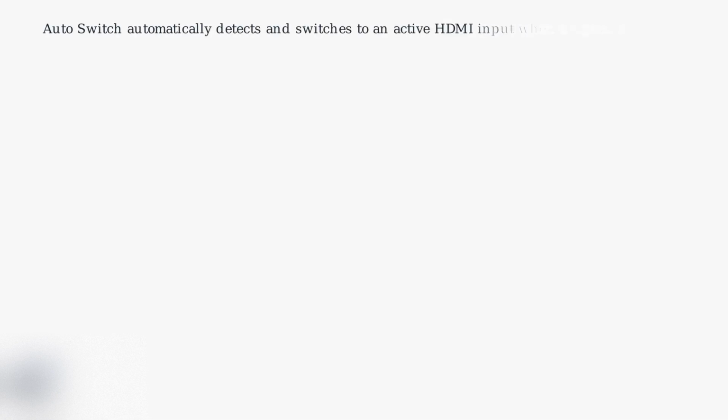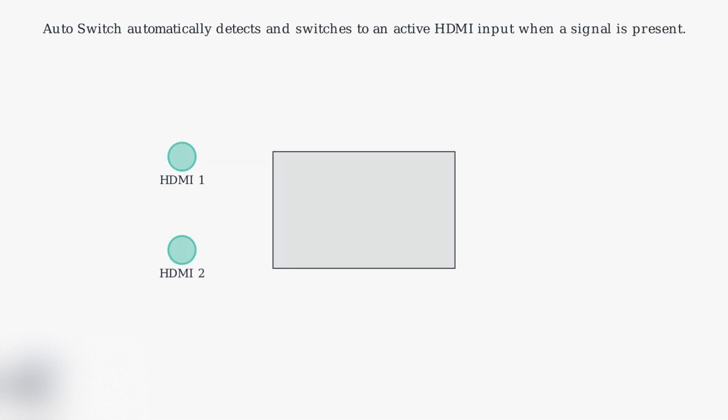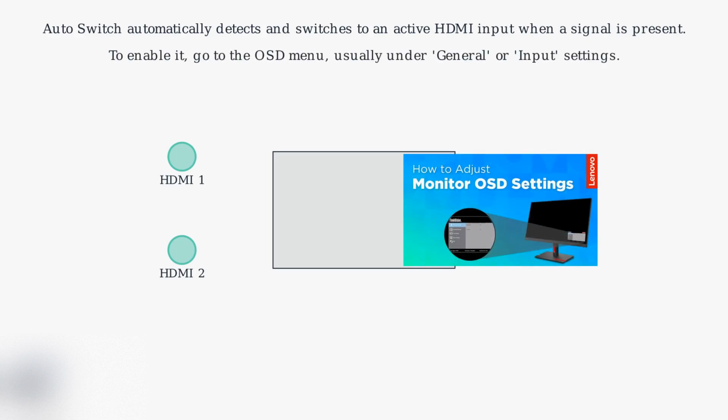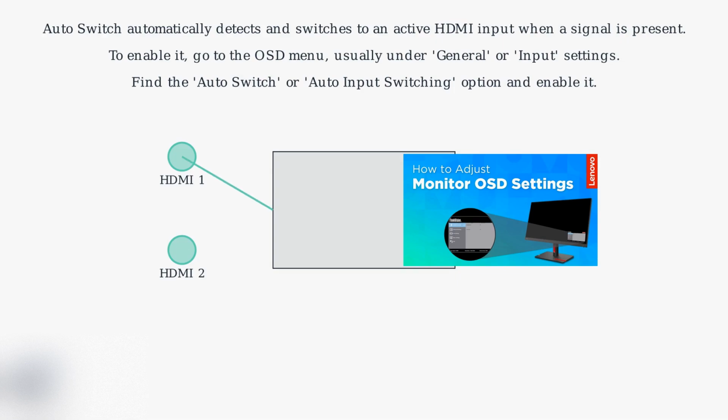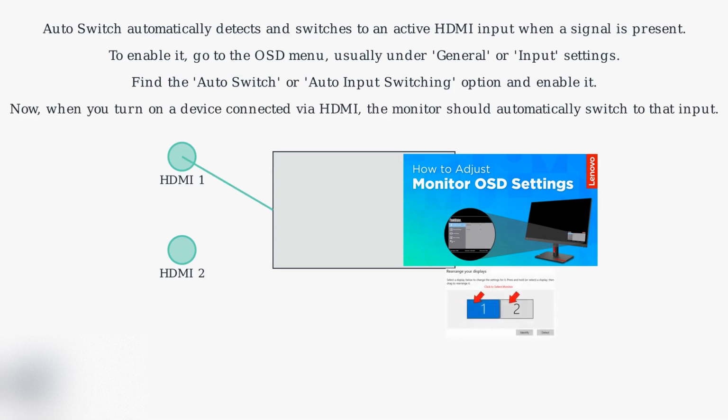Auto Switch automatically detects and switches to an active HDMI input when a signal is present. To enable it, go to the OSD menu, usually under General or Input Settings. Find the Auto Switch or Auto Input Switching option and enable it. Now, when you turn on a device connected via HDMI, the monitor should automatically switch to that input.